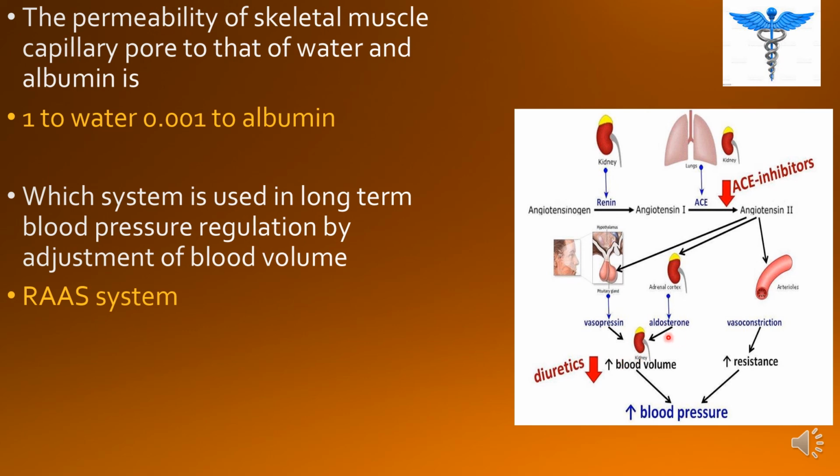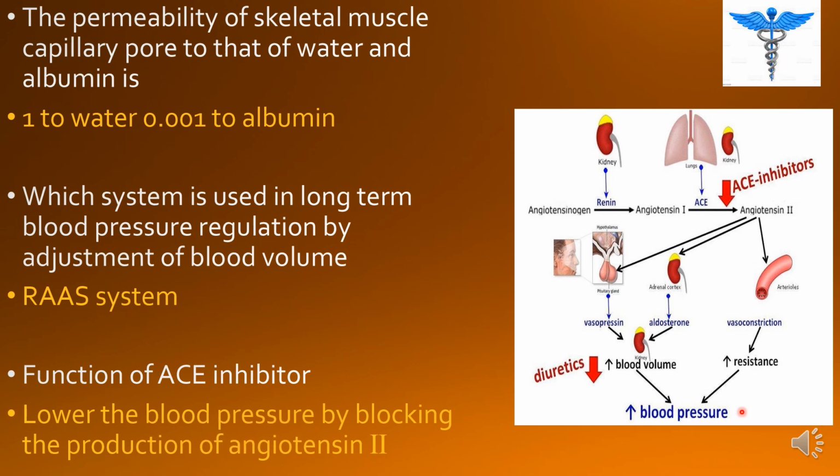Okay, now what the aldosterone will do, the aldosterone will absorb the salt from the renal tubules, right? And thus it will also in turn increase the blood volume. So by increasing the blood volume and the total peripheral resistance, the blood pressure will rise. The other question, that is, what is the function of ACE inhibitor? So it lowers the blood pressure by blocking the production of angiotensin 2. We studied here that the angiotensin 2 increases the blood pressure.